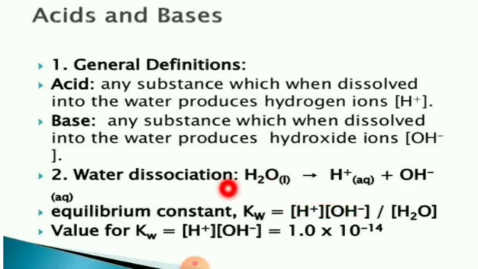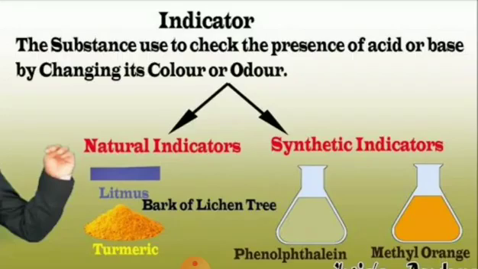Students, this concept you will study in our higher classes. Do you understand, students? Next we move to indicators. An indicator is a substance used to check the presence of acid or base by changing its color or odor. So an indicator is a substance to check whether a substance is acid or base. Do you follow, students?